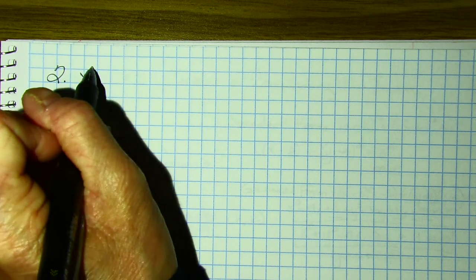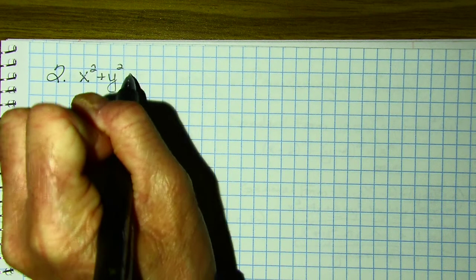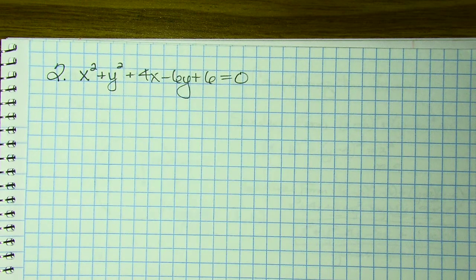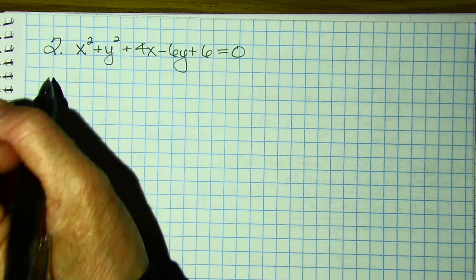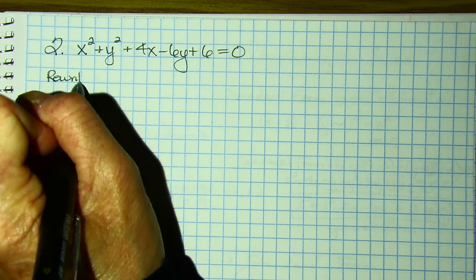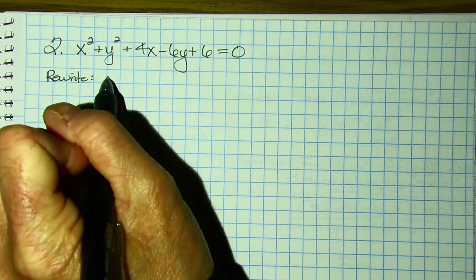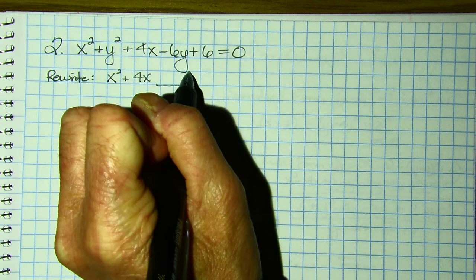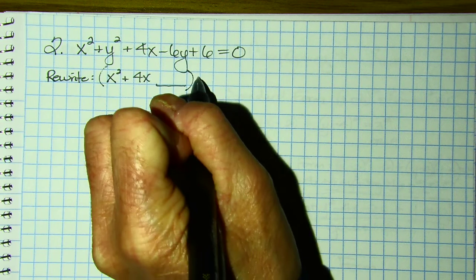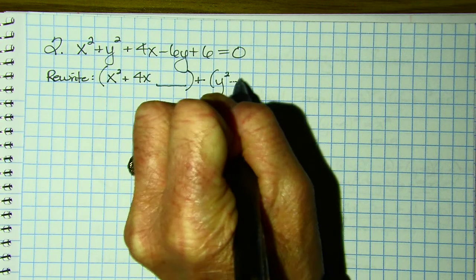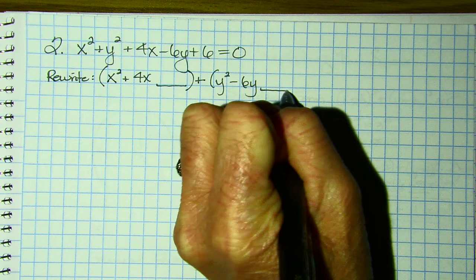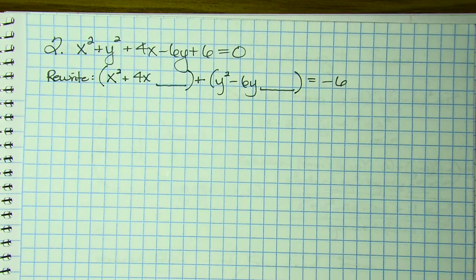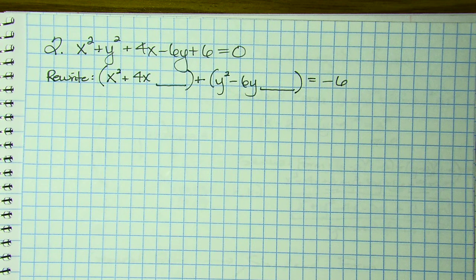So here's the next one: x squared plus y squared plus 4x minus 6y plus 6 equals 0. So again, first thing we're going to do is rewrite this. Let's group our x's: x squared plus 4x, leave a space. You can put parentheses if you want. Plus y squared minus 6y, leave a space because we're going to complete the square, and then I'm going to subtract the 6, because it doesn't belong to anyone.